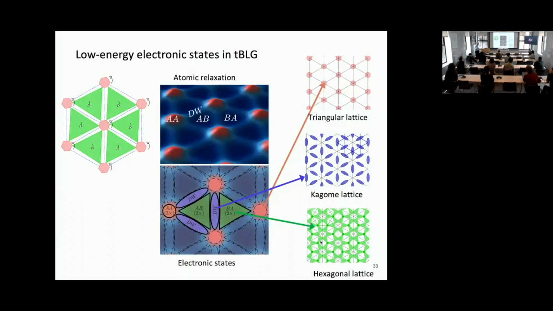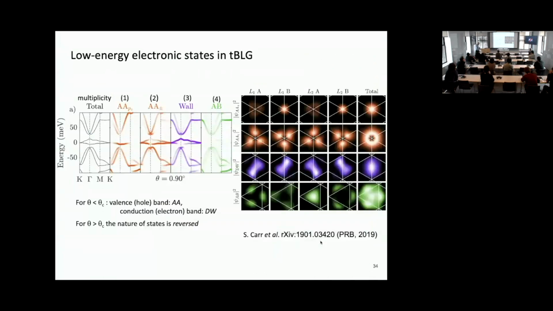And this is a much more complicated situation. If you look at all the AA sites, they form a triangular lattice. If you look at all the domain walls, they form a Kagome lattice. And if you look at all the triangular large regions, triangular sites, they form a hexagonal honeycomb lattice. So it's really much more complicated. If you were to try to do a simple description with all these superimposed lattices, it would be really a mess. We try to figure out what exactly is happening by analyzing the character of these flat states.